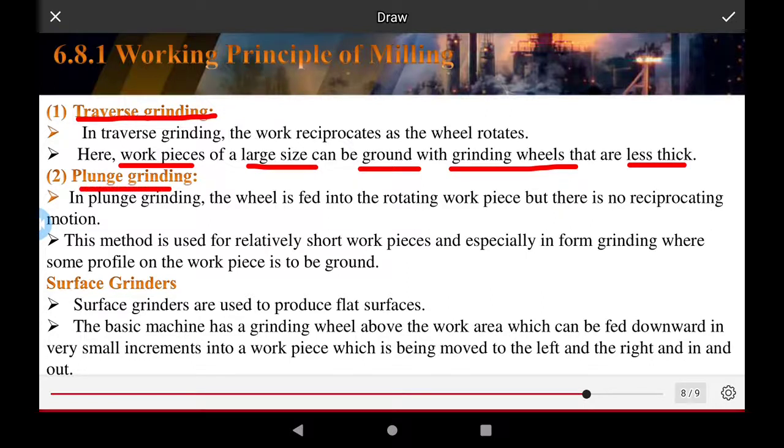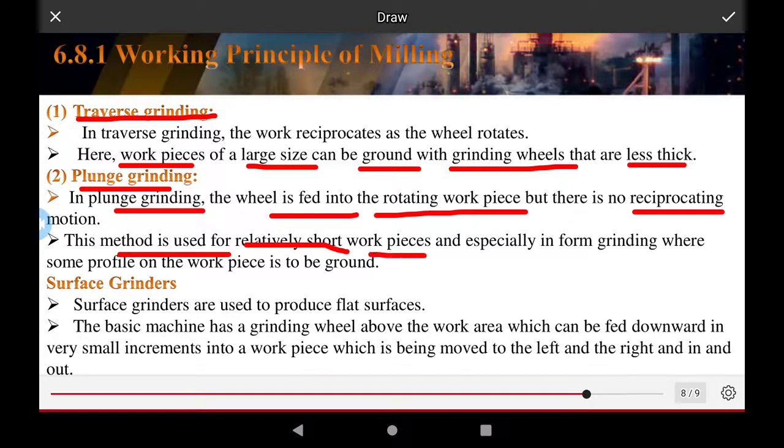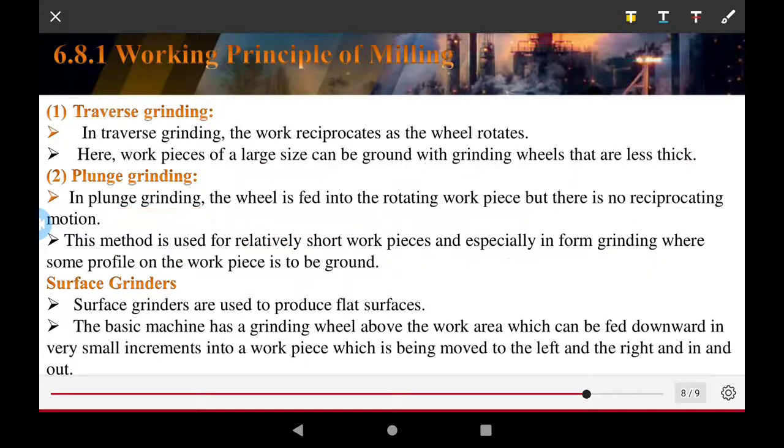Plunge grinding. In plunge grinding, the grinding wheel is fed into the rotating workpiece, but there is no reciprocating motion. The method is used for relatively short workpieces, especially where the grinding wheel is shaped to the profile of the workpiece to be ground.